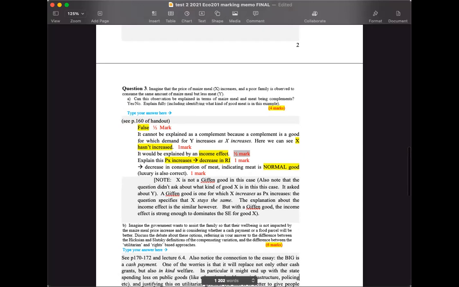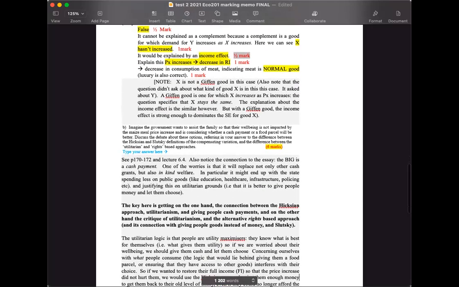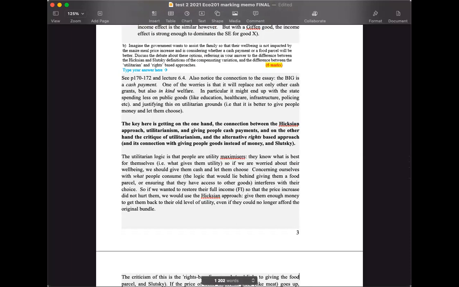Let's move on to question B, where you have a government wanting to assist the family so that their well-being is not impacted by the maize meal price increase and is considering whether a cash payment or food parcel will be better. So you're required to discuss the debate in relation to the Hicksian and Slutsky definitions of the compensating variation and the difference between the utilitarian and rights-based approach. So see page 170, 172, and lecture 6.4.